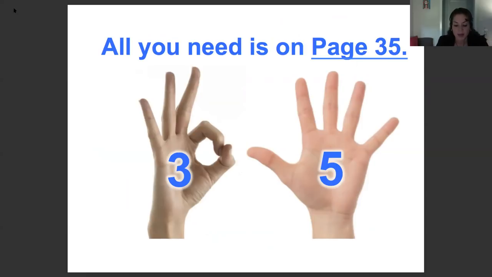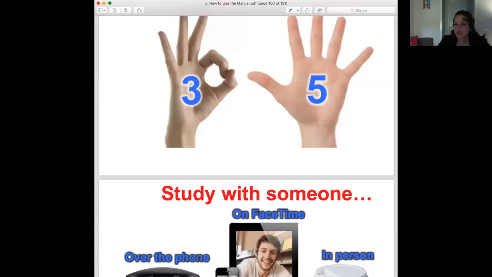So a little mnemonic. If you ever forget, what page did Virginia say? I want you to remember that you do an okay sign and you do a high five, okay? Page 35, okay? So everything you need to know is on page 35. That's going to allow you to follow the sequence very nicely. So let's take a look at page 35. Now, this is page 35 in your manual. And if you notice, I give you a study sequence here. The first thing, can everyone see this?